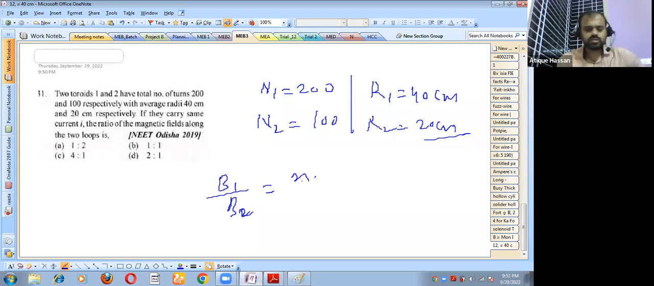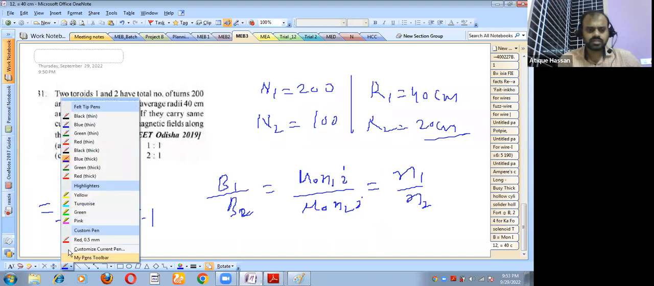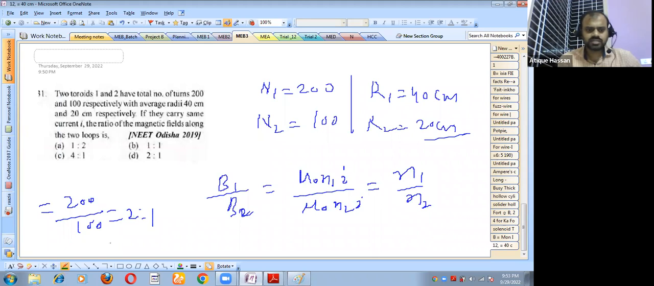What is B1 by B2? The ratio is mu0 N1 I, current is same, by mu0 N2 I. So it will be N1 by N2, right? And what you did here is you put N1 equal to 200 and N2 equal to 100. So you got 2:1, right? But do you think it's correct? It's actually wrong.